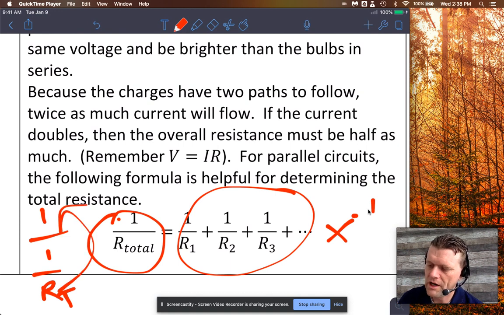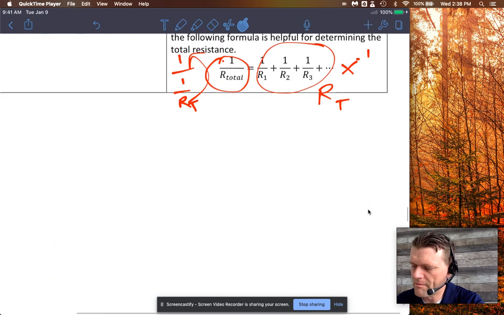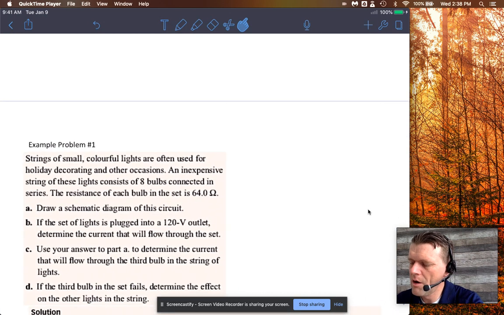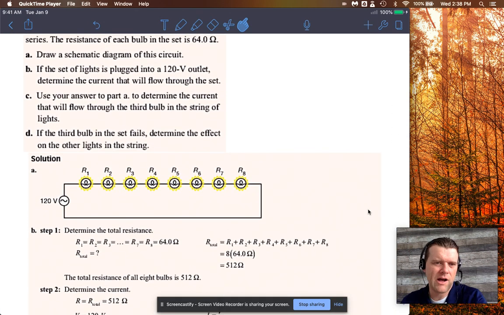That will reciprocate that, and then you just get RT. Then you're just getting the total. Okay. Some of you, I think, are familiar with that from other math you've had to do. So again, I won't go through all these examples. I'd like you to read them though, because they will help you see how to do this.